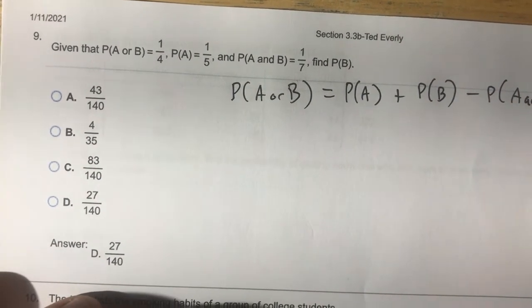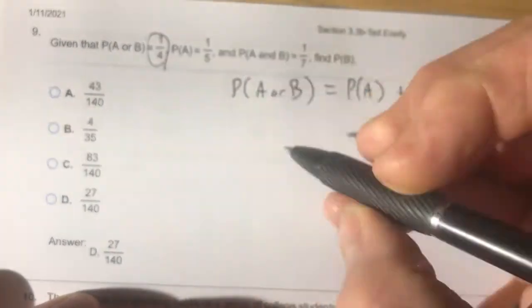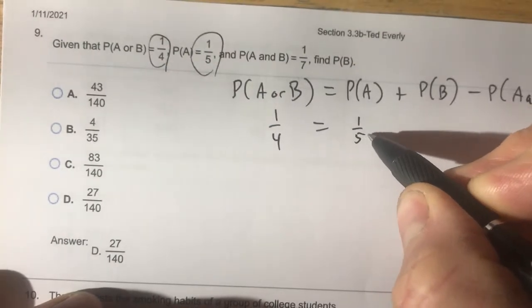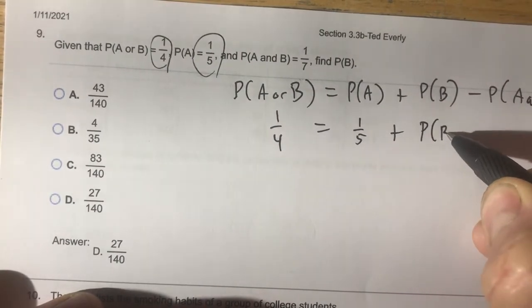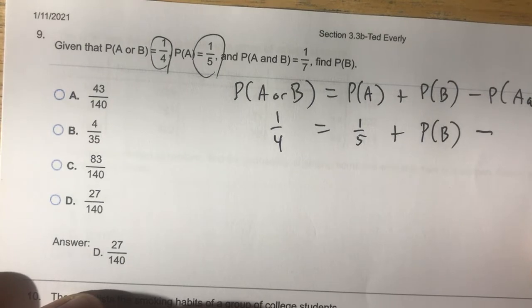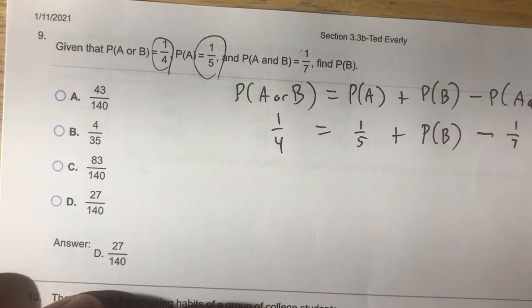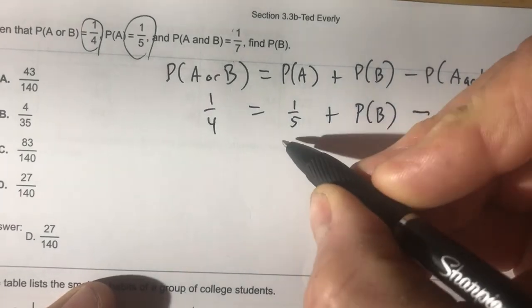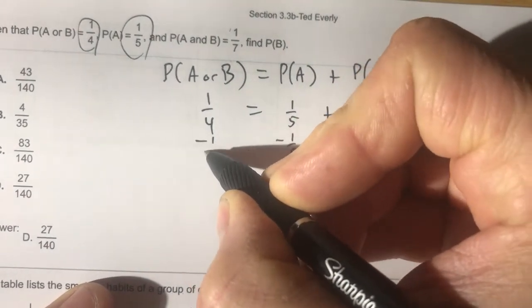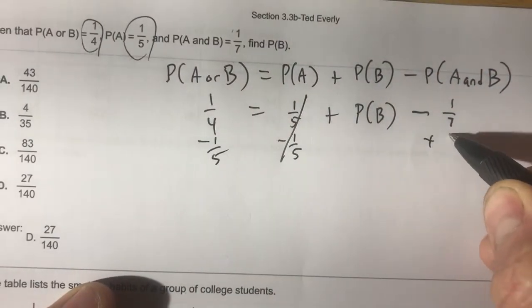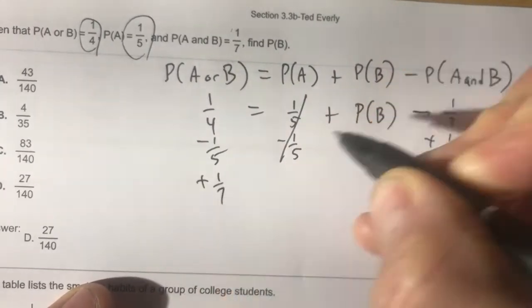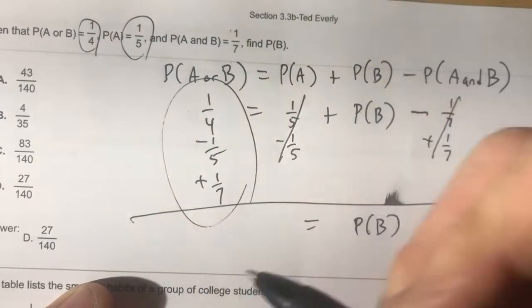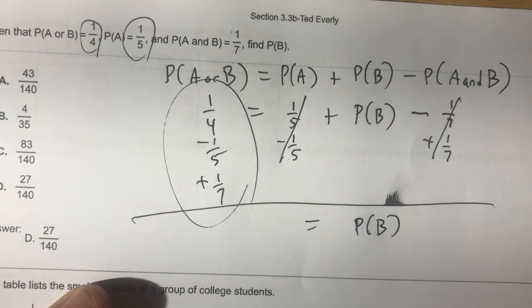So the probability of A or B is right there, 1/4. The probability of A is right there, 1/5. The probability of B is what we don't know. Minus the probability of A and B, well, that's 1/7. So basically, we're just going to solve this little equation here. The way to do that is I would subtract 1/5 on both sides, and that would go away. And I would add 1/7 to both sides, and that would go away. And the probability of B is going to be this right here. So this is just like algebra.